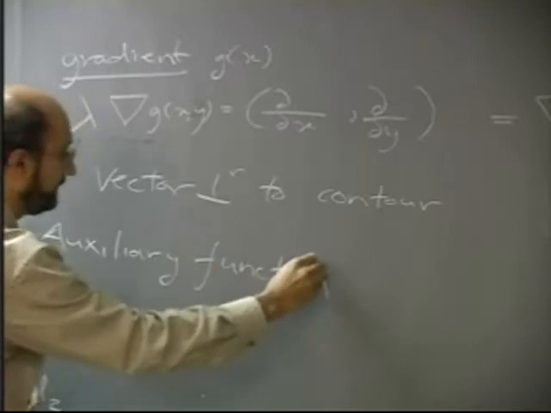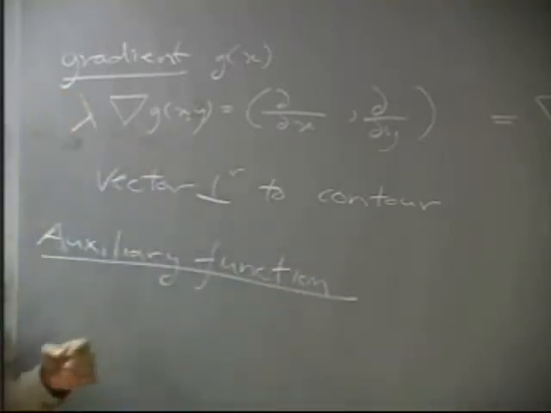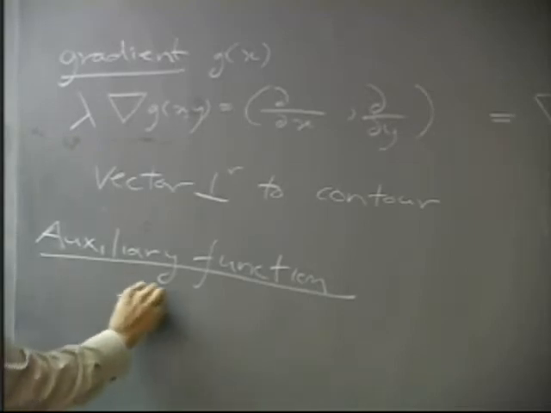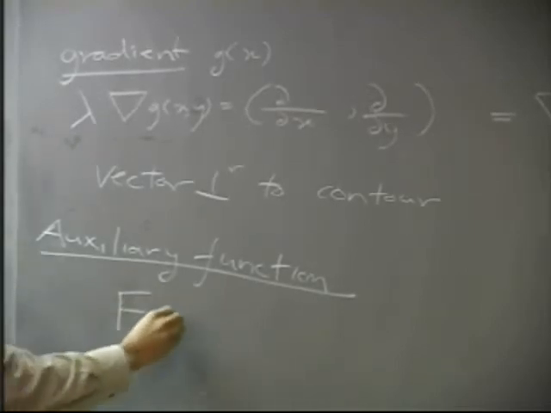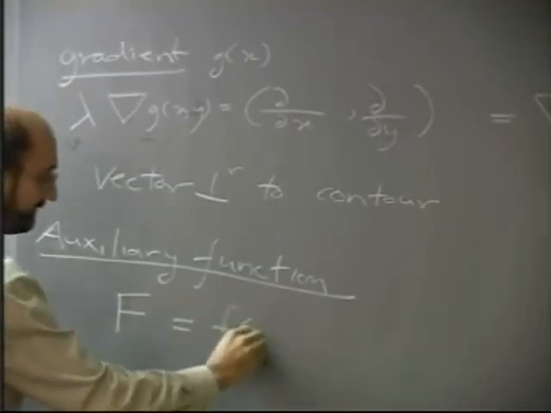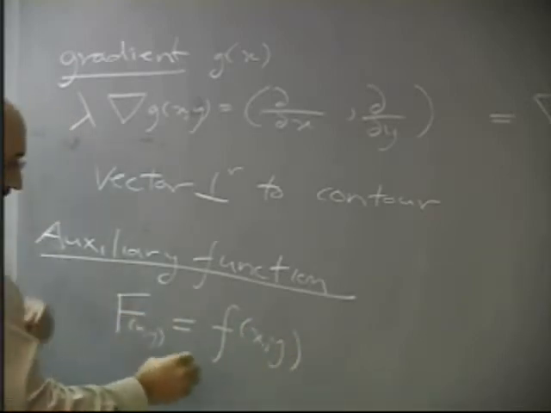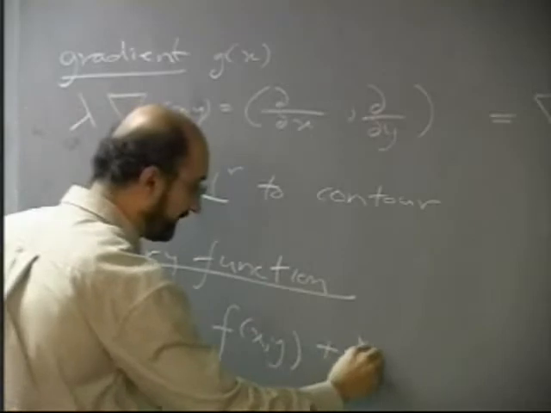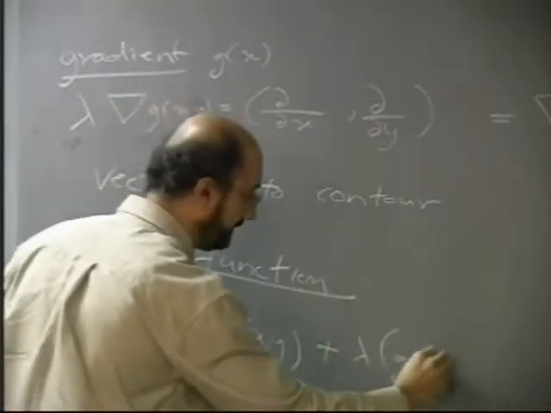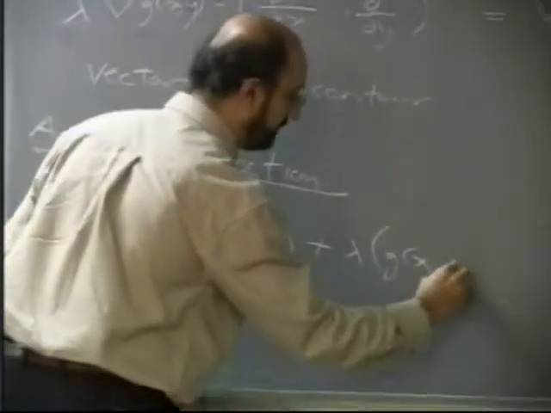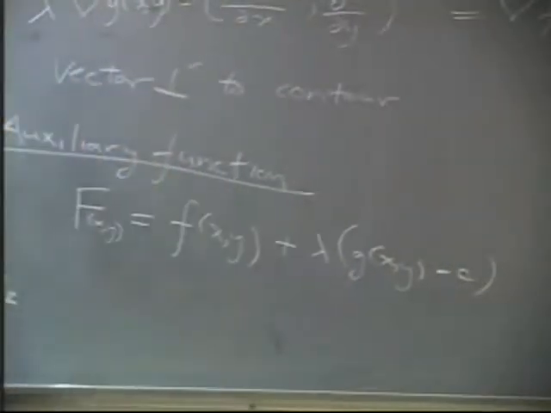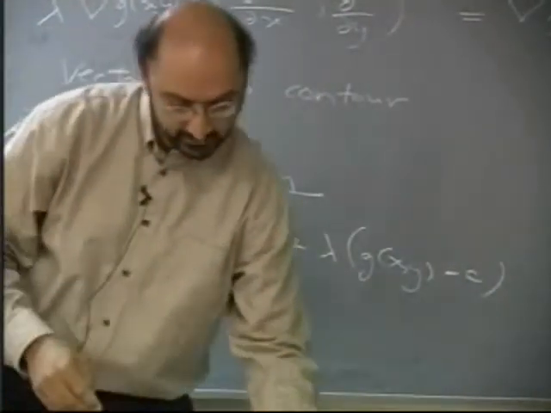So now we're going to change from intuition to plug and chug. The plug and chug says we're going to define an auxiliary function f, and f is defined to be nothing more than f(x, y), so f is a function of x and y as well, plus lambda times g(x, y) minus c. Okay, that's the auxiliary function.